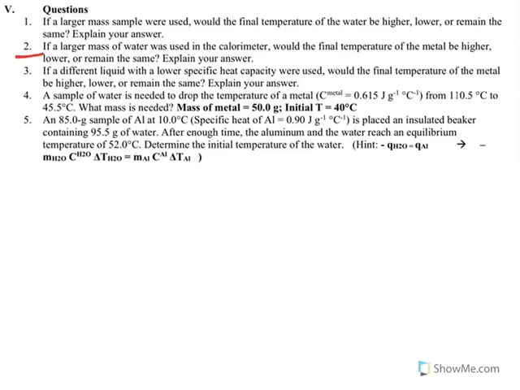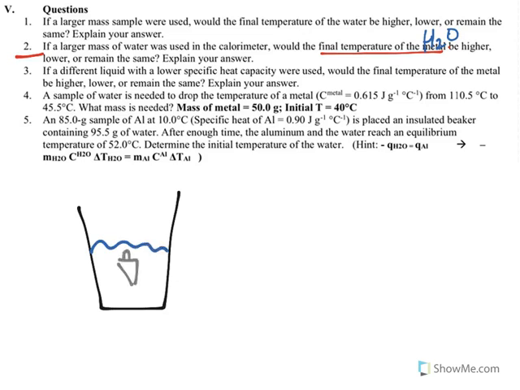a larger mass of water was used in the calorimeter, would the final temperature of the metal be higher, lower, or remain the same? It almost looks tricky here. It's saying the final temperature of the metal. Well, that's the same as the final temperature of the water, right? We know that once they reach thermal equilibrium, they're both the same temperature. So you have two scenarios. What if in your calorimeter you used some amount of water, so you threw your chunk of metal in and you had a certain temperature change, right?